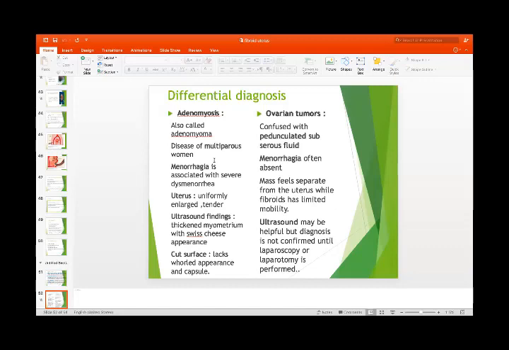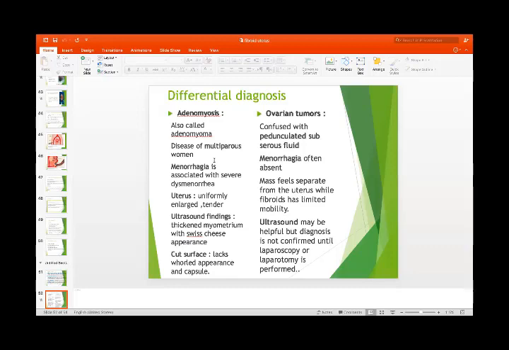So if a patient has massive abdomen, if she is multiparous and she has severe menorrhagia with dysmenorrhea, and uterus is uniformly enlarged and tender on touch, then you can think of adenomyosis also. On ultrasound, thickened myometrium with Swiss cheese appearance can be seen. And on cut section, you can see a whorled appearance. So this is how you differentiate the fibroid from adenomyosis.